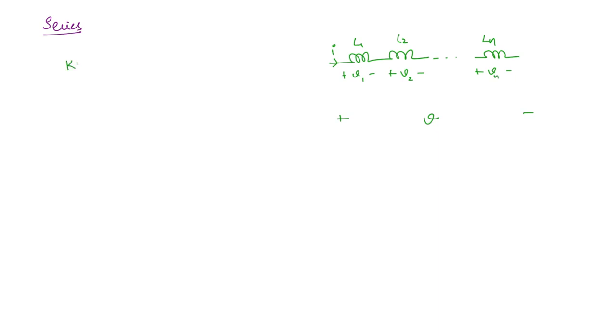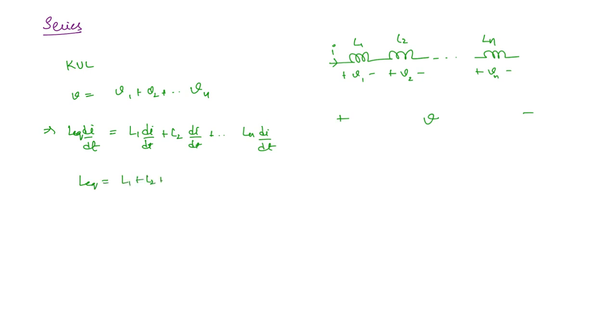Now if you apply KVL, then V is equal to V1 plus V2 plus so on till Vn. So this will give you L equivalent di by dt, where L equivalent is the required equivalent value of inductance, equal to L1 di by dt plus L2 di by dt plus so on till Ln di by dt. From here you can see the equivalent inductance is simply the sum of all the inductors in series. This is similar to the resistance in series.